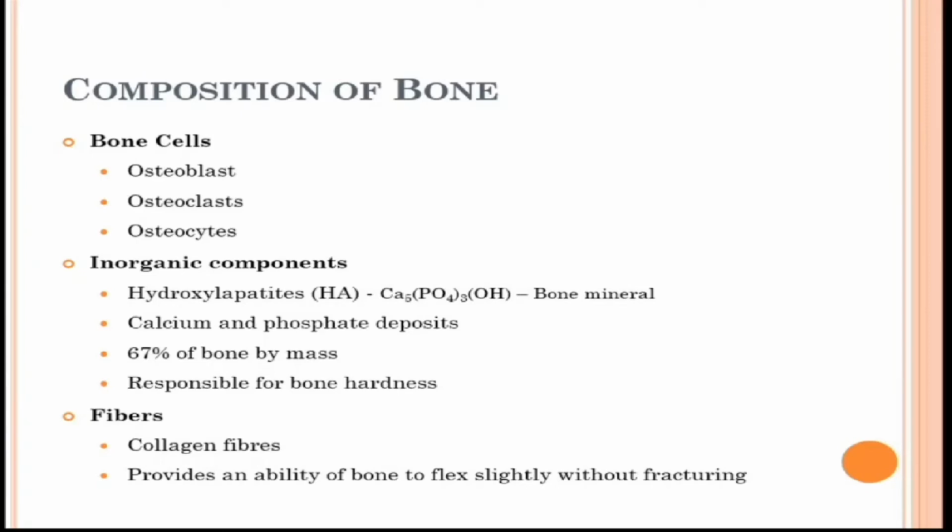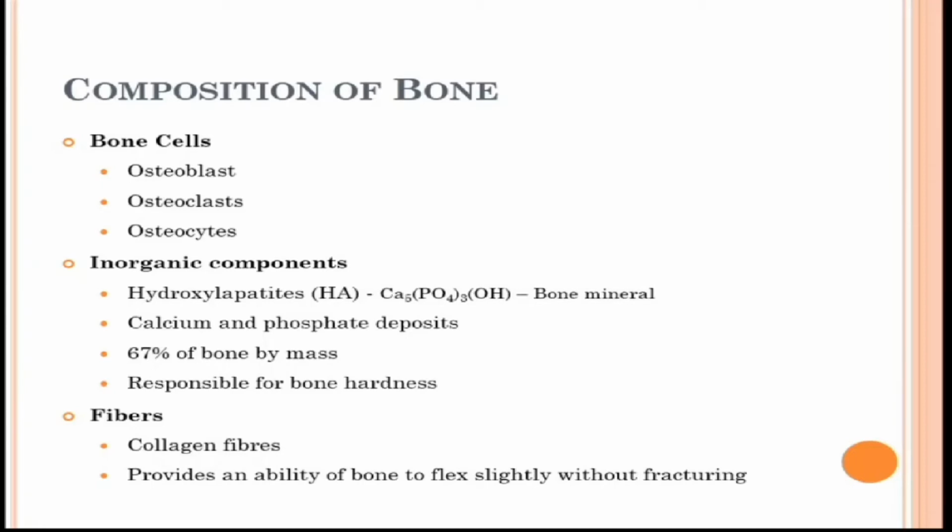Okay, so the inorganic components include minerals, and they are mostly present in the form of hydroxyapatites. So these are calcium and phosphate complexes. In general we can call them bone minerals. Similarly, calcium and phosphate deposit into the bone. You know that 67% of the bone is made up of these inorganic components, and they are responsible for the bone hardness and strength. And the third component is the fibers.